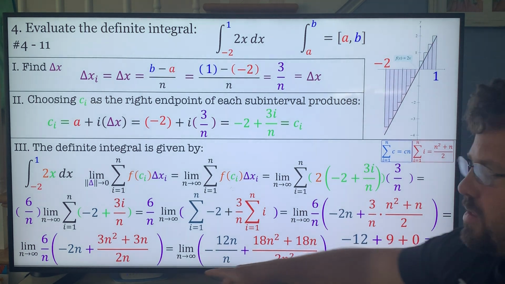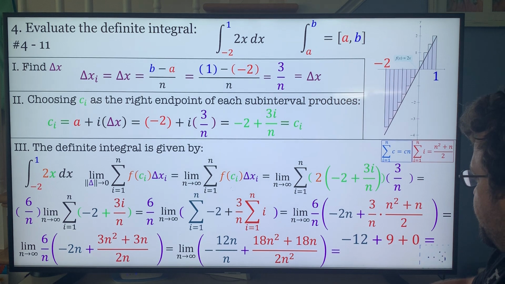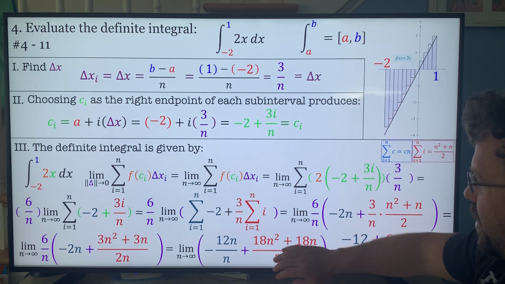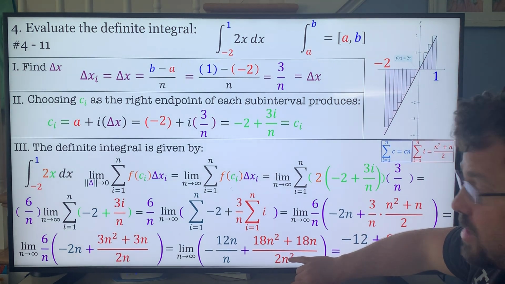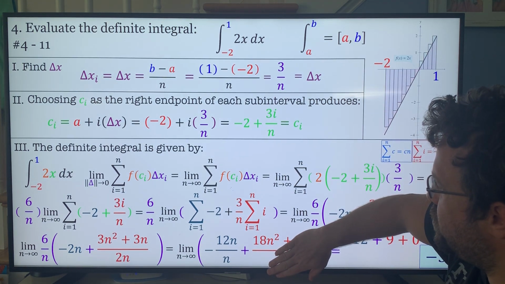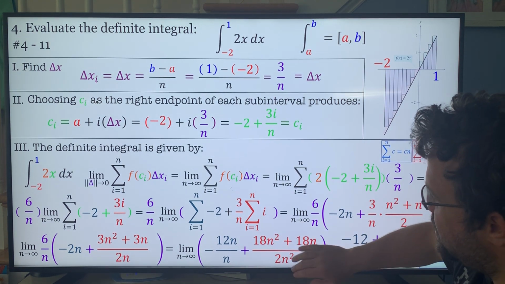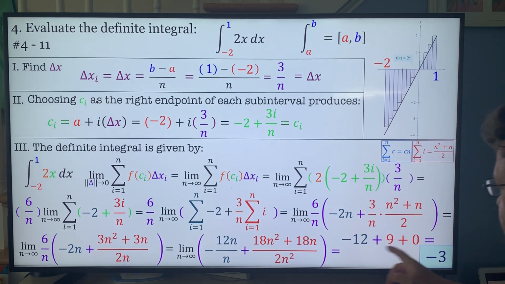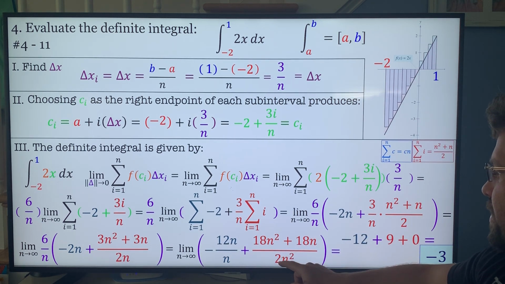Sorry, as we approach infinity. Negative 12 plus 9 is negative 3. Remember, if there are more variables on the bottom, as you approach infinity, it goes to 0. The other term is the same, so that's why you got negative 12 plus 18 divided by 2, which is 9. And there's your answer, negative 3. Hopefully I did a good job explaining that. What do you think?